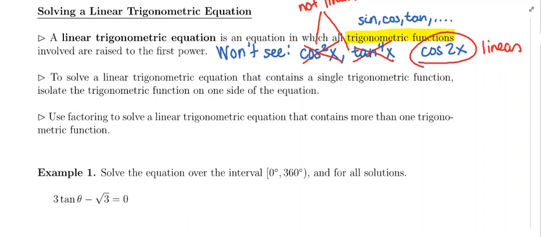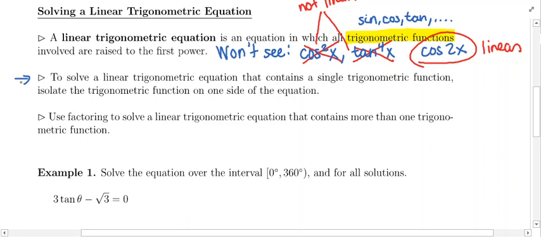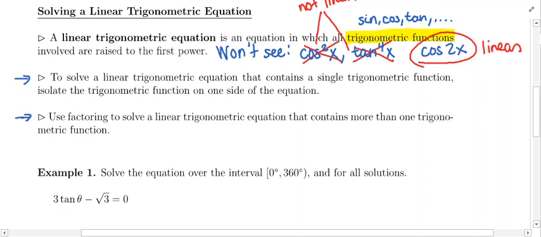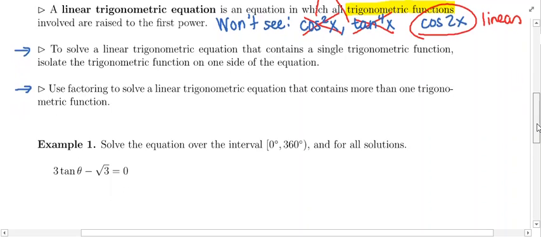If you read the second bullet point here, it says to solve a linear trigonometric equation that contains a single trigonometric function, like if you had all cosines, you're going to isolate the trigonometric function on one side of the equation. If instead you have an equation that has more than one type of trig function, you're going to use factoring. So let's try each of these methods out.